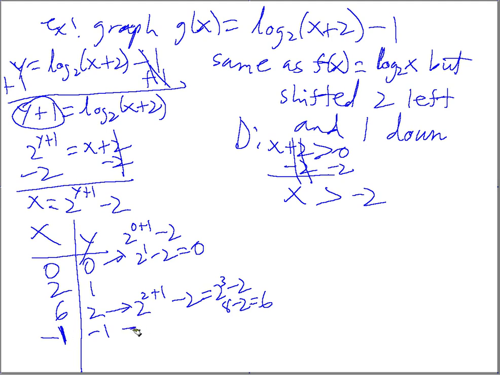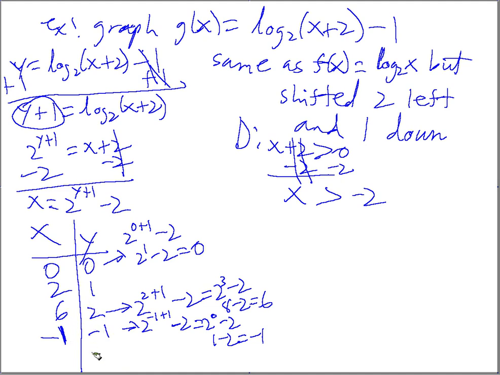All right. Again, you want to show the work. It's going to be 2 to the negative 1 plus 1 minus 2. But that's equal to 2 to the 0 minus 2. 1 minus 2, negative 1. All right. So that's going to be negative 1 for the x here.